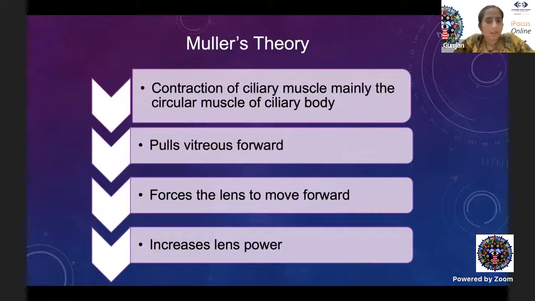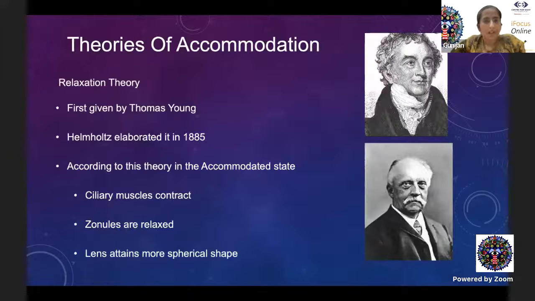Then Muller's theory is similar to the previous one. It states that the contraction of the ciliary muscle, mainly the circular muscles of the ciliary body, pulls the vitreous forward, and this further causes the lens to move forward and thus increases the lens power.